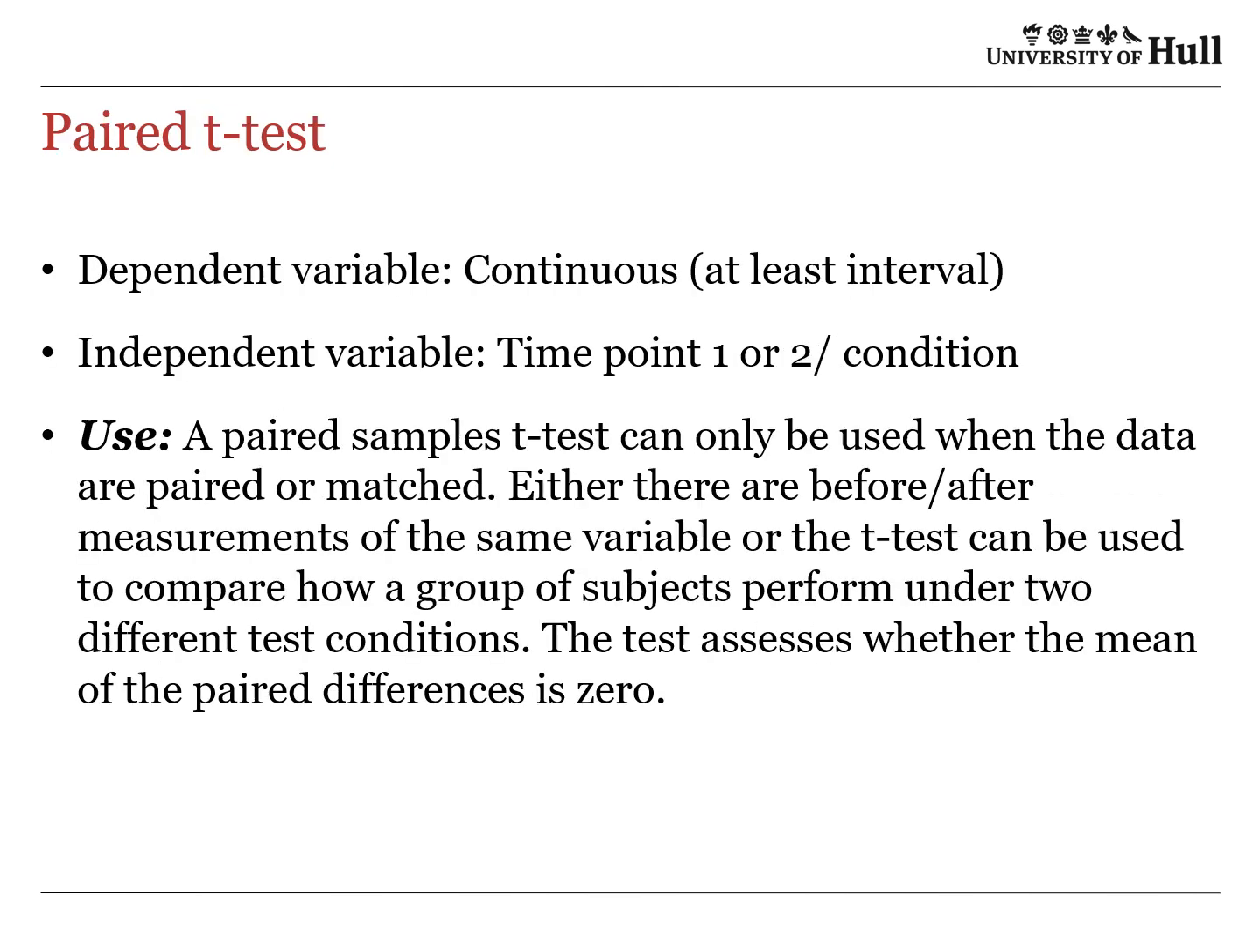And in this case, we use another kind of t-test. It's a paired t-test. The dependent variable is continuous. It may well be interval, but we can treat it as continuous, and the independent variable is time point 1 or 2, or the condition, treated or not treated. A paired sample t-test can only be used when the data are paired or matched. Either they are before or after measurements of the same variable, or the t-test can be used to compare how a group of subjects perform under two different test conditions. The test assesses whether the mean of the paired differences is 0.